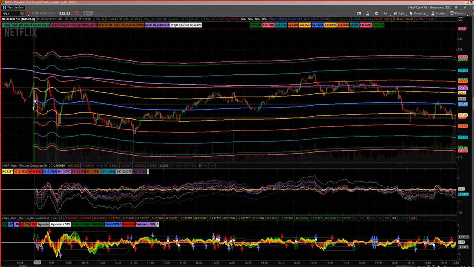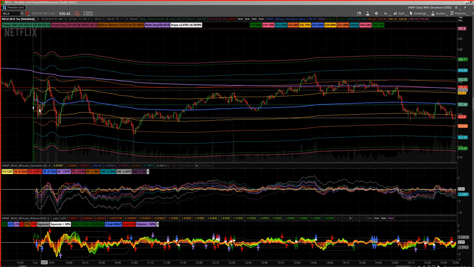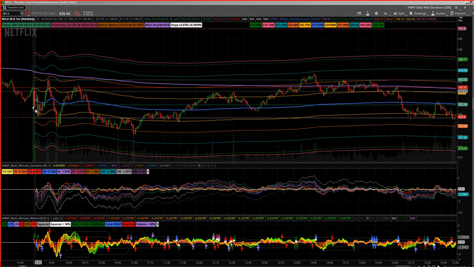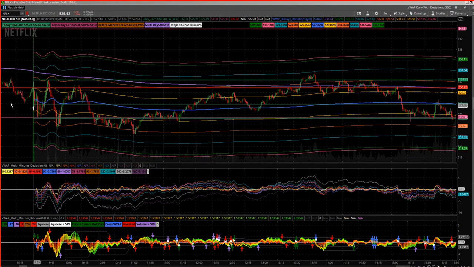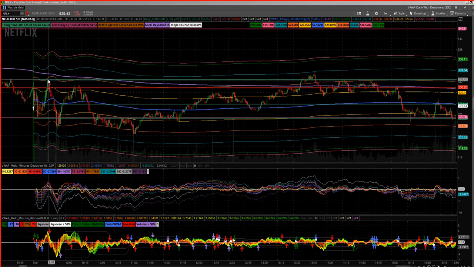So you can see right here at the opening, it actually didn't move that much for an earnings play. So we have the two offsets across the VWAP, and the price just bounced across those two, and then all the way up to the second offset.